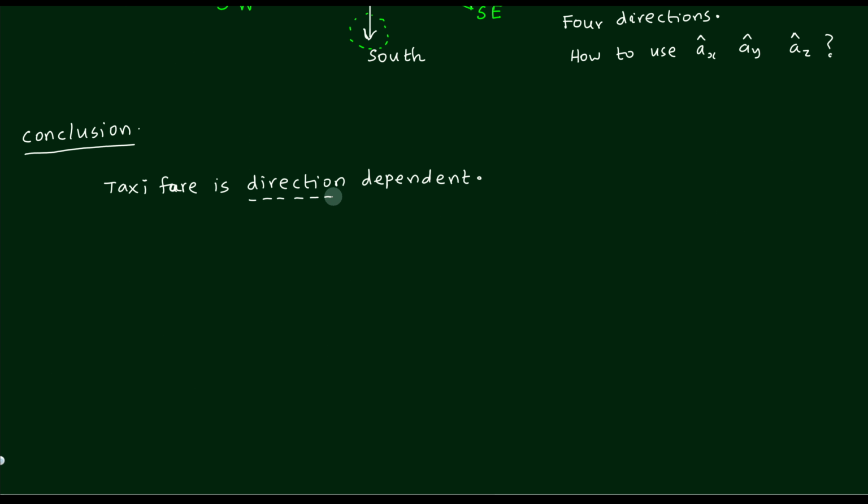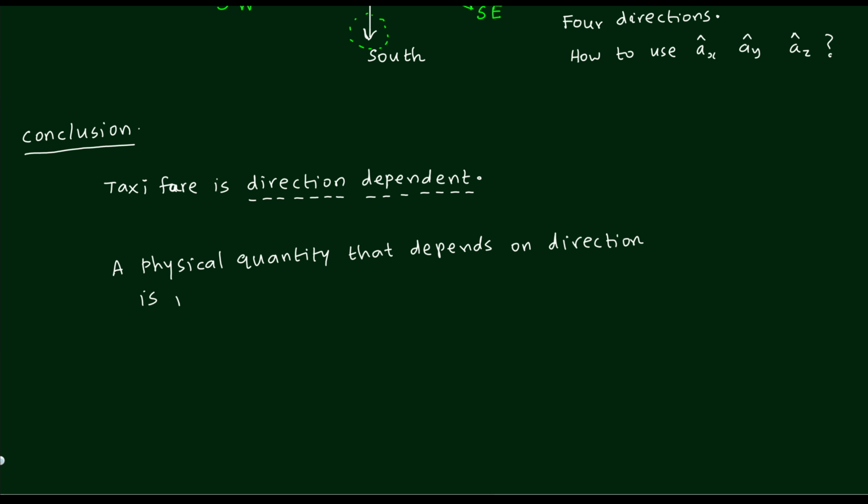So let us now come to the physics. If you translate this into physical terms, I will write down a physical quantity that depends on direction. Such a physical quantity is mathematically known as a tensor.